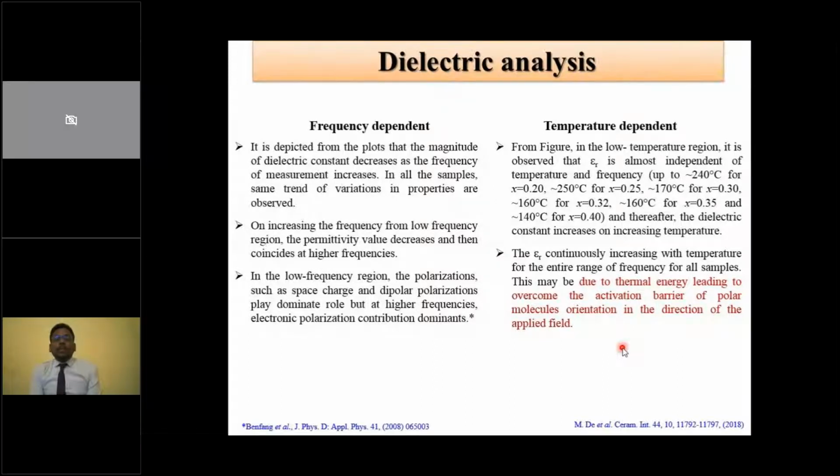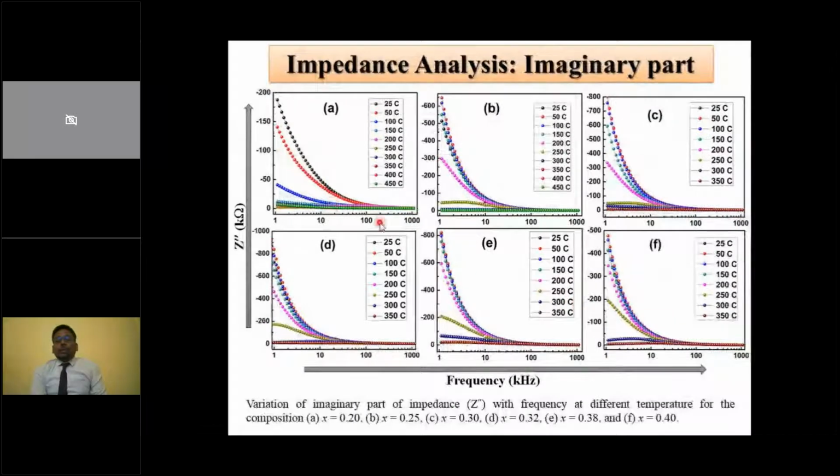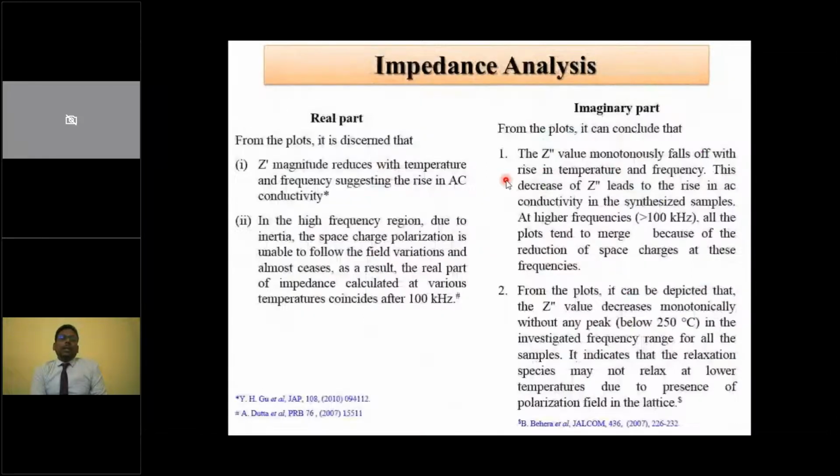Now in this figure, the real part of the impedance analysis is plotted with respect to frequency. All the samples show the same type of behavior, and here it shows the frequency dependence as well as with different temperature. This is the imaginary part of the impedance shown here. In the case of the real part, Z prime reduces with the temperature and the frequency, suggesting the increase of the AC conductivity.